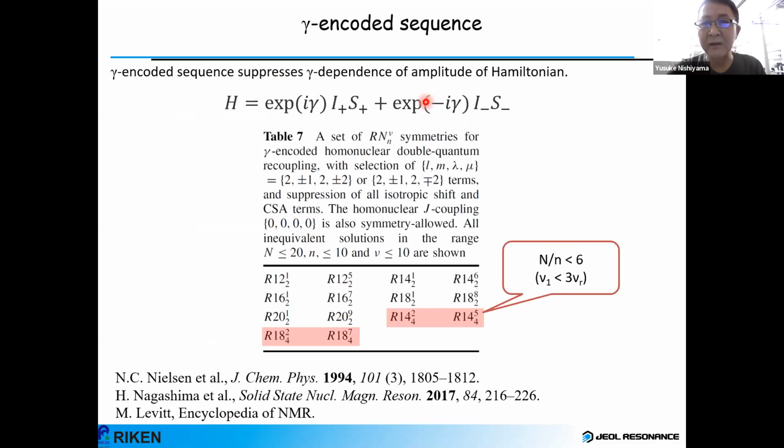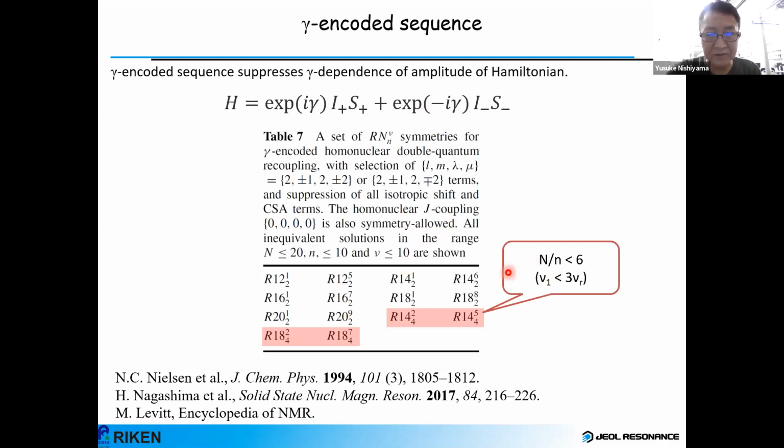In this Hamiltonian, actually, the size of the Hamiltonian doesn't depend on gamma angle. Only the phase of the Hamiltonian depends on gamma angle. Then that reduces the dependence on gamma angle, and that also reduces the sensitivity to spinning fluctuation. Actually, this is well known, and we can easily design gamma-encoded double quantum sequences.